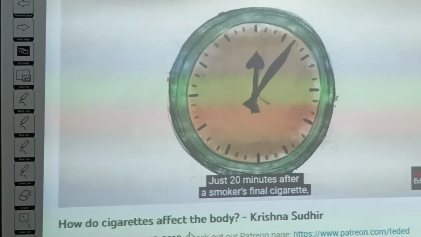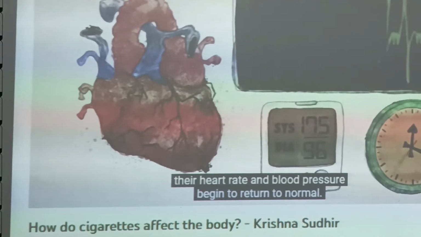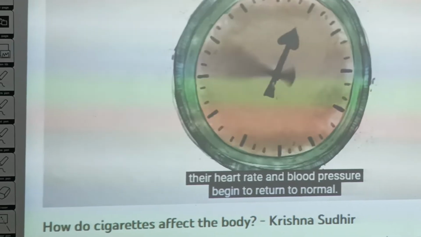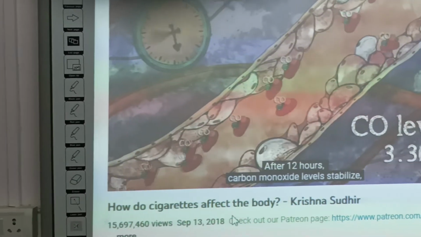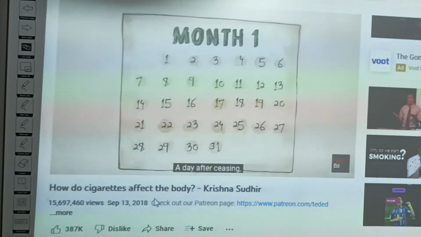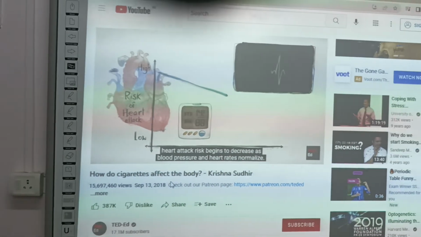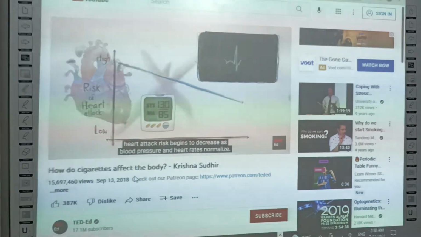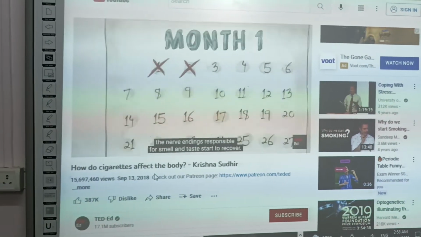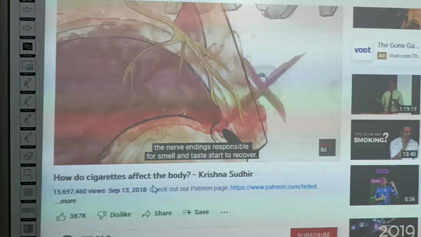Just 20 minutes after a smoker's final cigarette, their heart rate and blood pressure begin to return to normal. After 12 hours, carbon monoxide levels stabilize, increasing the blood's oxygen-carrying capacity. A day after ceasing, heart attack risk begins to decrease as blood pressure and heart rates normalize. After 2 days, the nerve endings responsible for smell and taste start to recover.